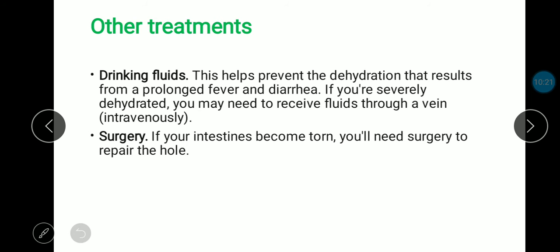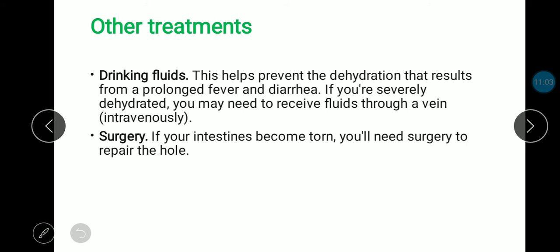Other treatments are also there during the infection. Drinking fluids along with the therapy and the medicines helps prevent the dehydration that results from the prolonged fever and diarrhea. If you are severely dehydrated, you may need to receive fluids through a vein. That is, intravenous input is necessary for the protection of that individual.